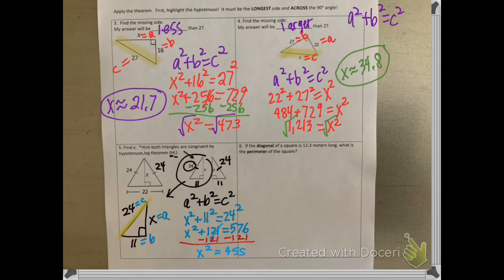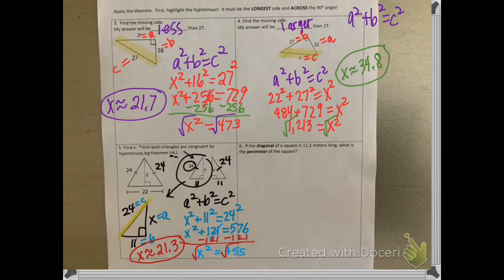And the final step is to take the square root of both sides, round to the nearest tenth. So if you type in 455 and hit square root, you should get approximately 21.3. That makes sense because it's less than 24. It can never be larger than the hypotenuse.